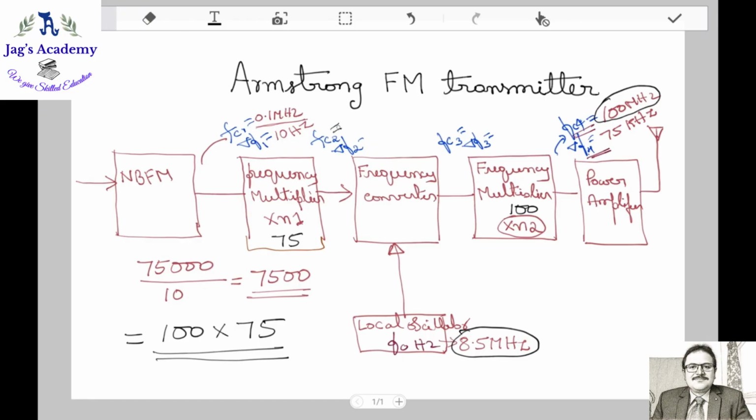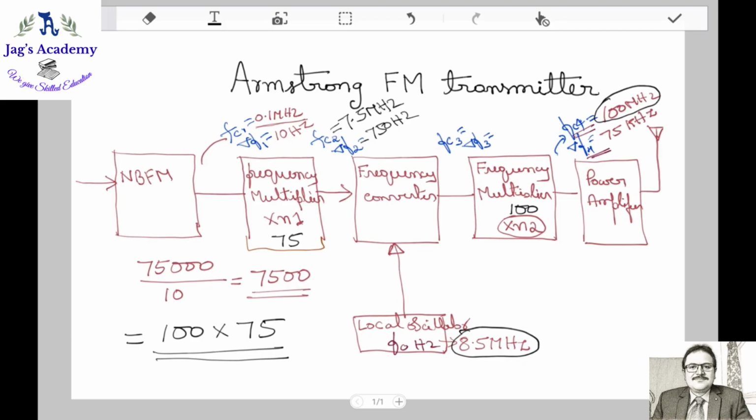Now for this value, what is FC2? FC2 is equal to 75 times FC1, so 75 into 0.1 megahertz, and you will get 7.5 megahertz. What is delta F2? Delta F2 is 75 times delta F1, so 75 into 10 gives 750 hertz.